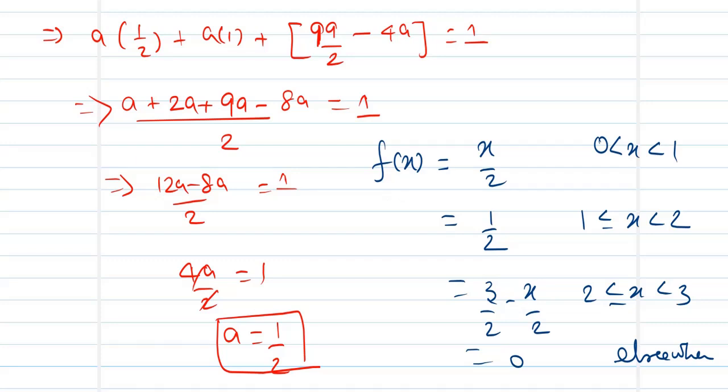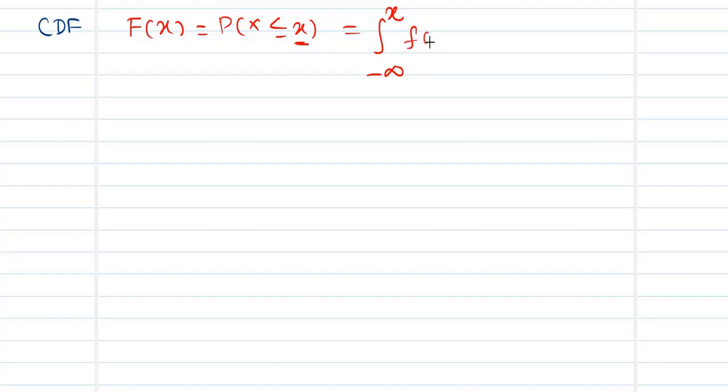The second part is to find the CDF. Okay, so the CDF, capital F of x, is given by probability of X less than or equal to x. So it is integral from minus infinity till the upper limit x of f of x dx. Again, this has to be done stage by stage. Let us move from stage 1.